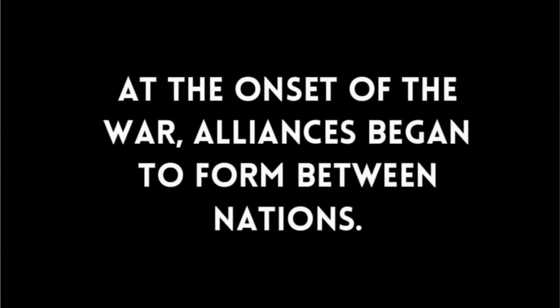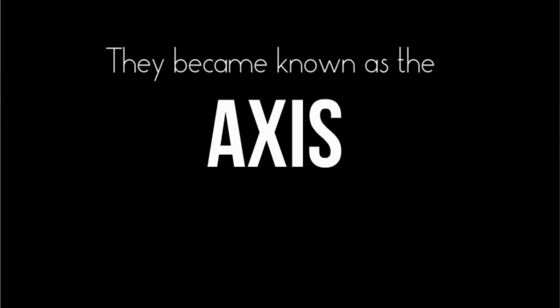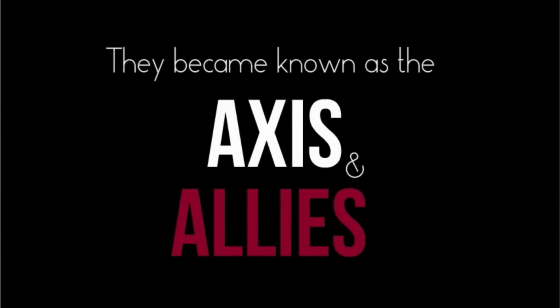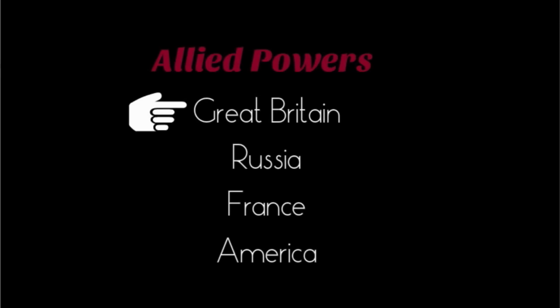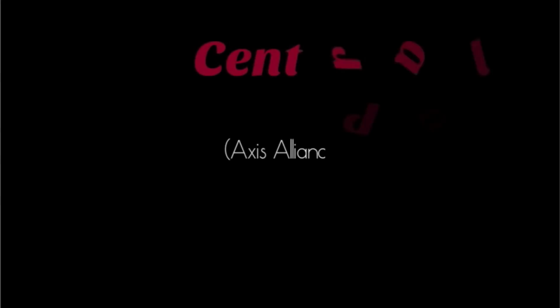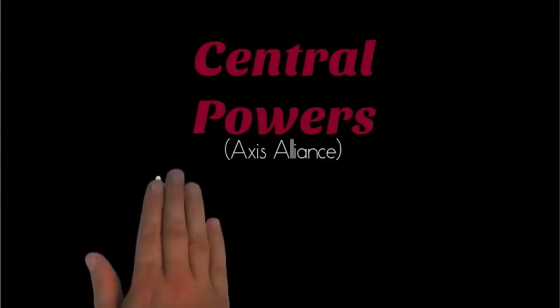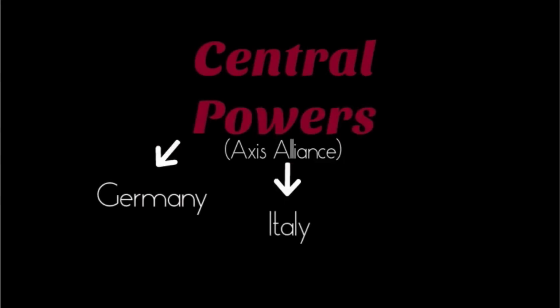At the onset of the war, alliances began to form between nations. They became known as the Axis and the Allies. The Allied powers consisted of Great Britain, Russia, France, America, and other small European countries, while the Central Powers, or the Axis alliance, was Germany, Italy, and Japan.